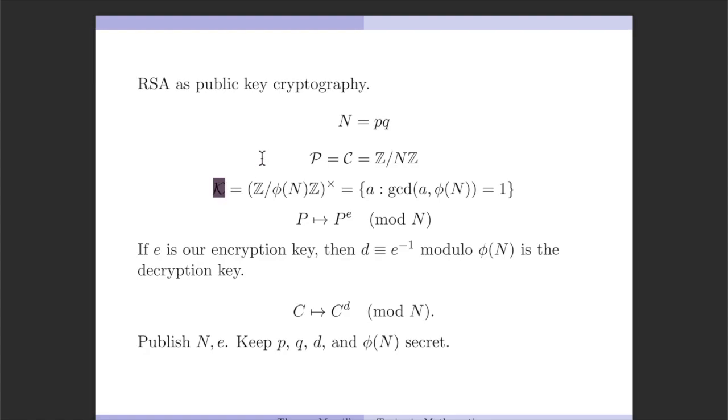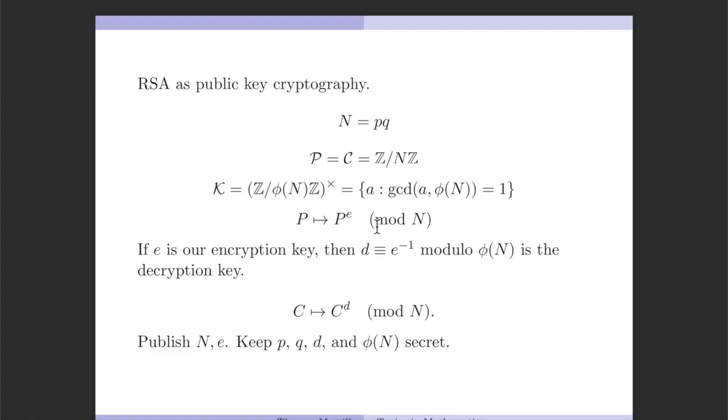The keys for this system are the units of Z mod phi of n. So I've got my modulus n, I've calculated the Euler phi function, and now I'm looking at the integers modulo this new number, phi of n, and of those I can use any residue a as long as it has no common prime factors with phi of n. So this will be my key space, the set of all such residues.